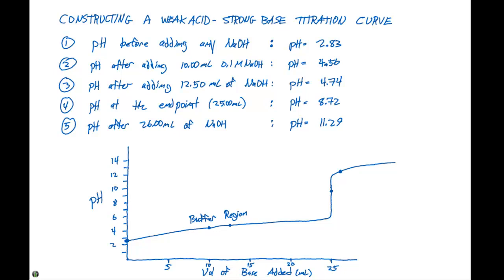Okay, here is our equivalence point. And remember, at the equivalence point, the moles of H plus are going to equal the moles of OH minus, and the pH of the equivalence point is dictated by the pH of the salt. And since we have a weak acid and a strong base, it's going to be basic. So this will be basic for a weak acid, strong base titration.